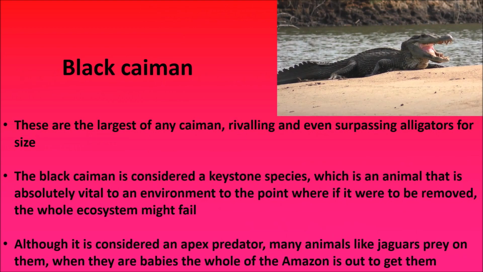Next is the black caiman, which is the largest of any caiman, rivaling and even surpassing alligators for size. And they are considered a keystone species. A keystone species is an animal that is absolutely vital to the environment, to the point where if they were to be removed, the whole ecosystem might fail. So think about that. If you were to take caiman out of their environment, every animal and plant around them might go extinct. Although it's considered to be an apex predator, many animals like jaguars prey on them, and when they are babies, the whole of the Amazon is out to get them.